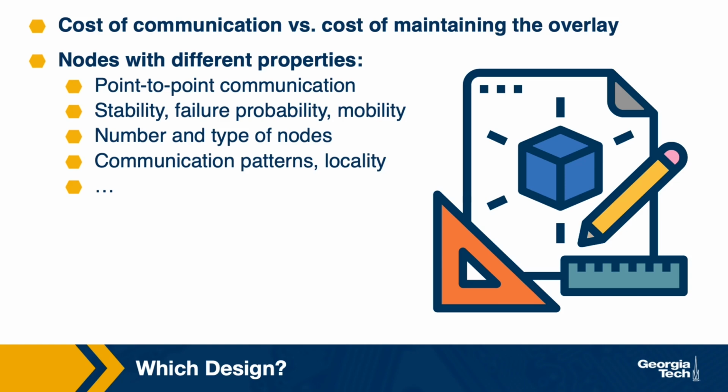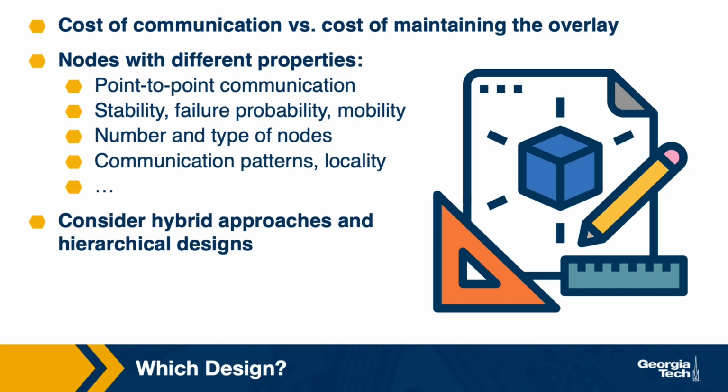To make a decision, one should consider a number of aspects of the system. What is the cost of the point-to-point communication? How common are changes in the system? How common are failures? Are the nodes of the system homogeneous? What is their number? What are the common communication patterns that are required by the workload? And so forth. Once we take all of these factors into consideration, we often observe that what makes most sense to do is to build some hybrid approaches, or in some other way to build some hierarchical solutions where at different levels of the hierarchy we make different design choices.